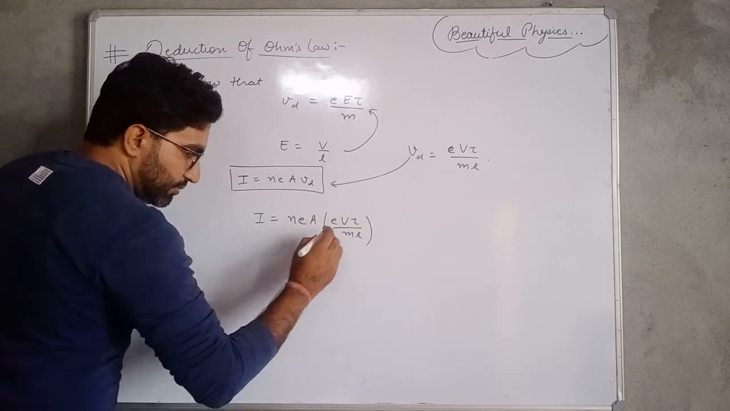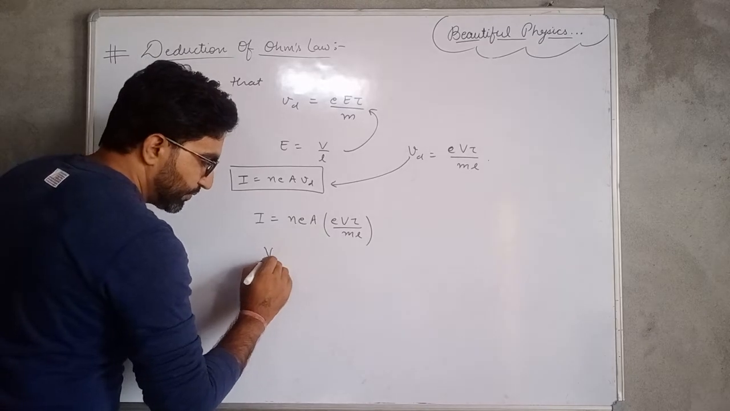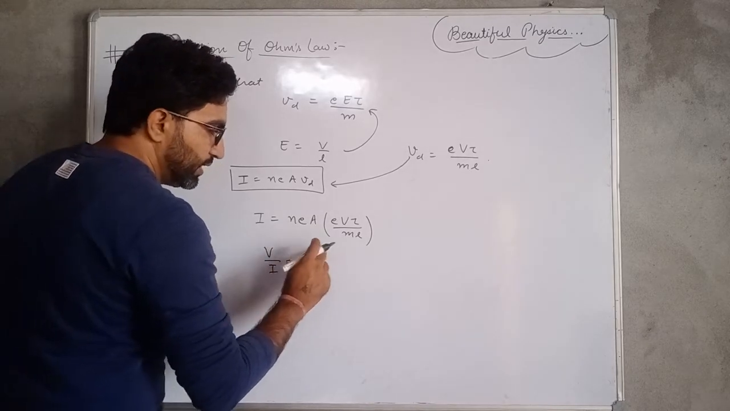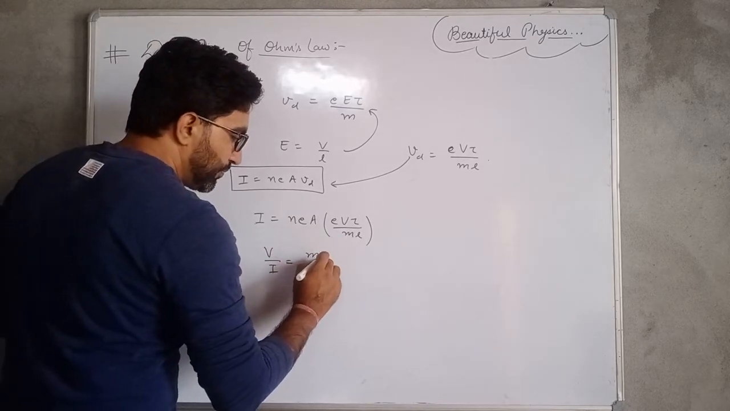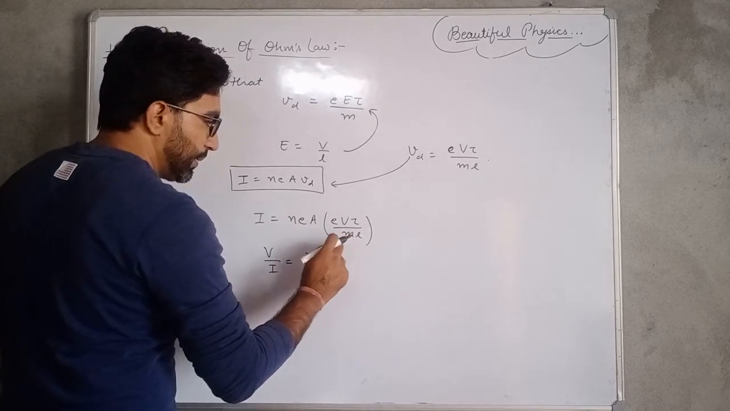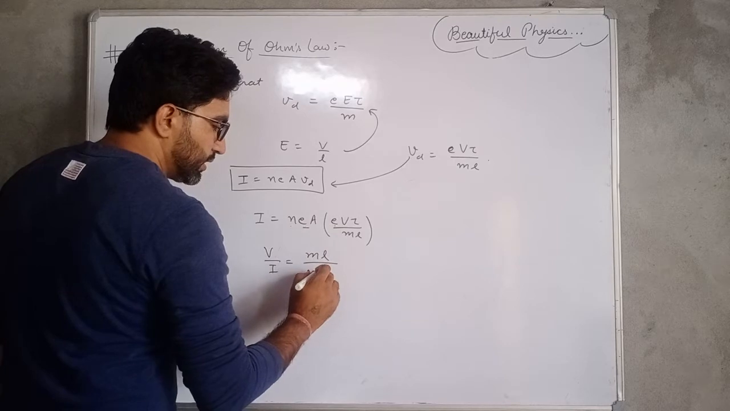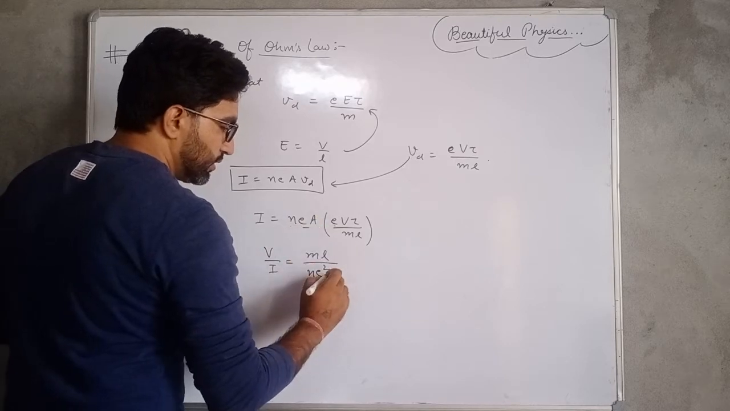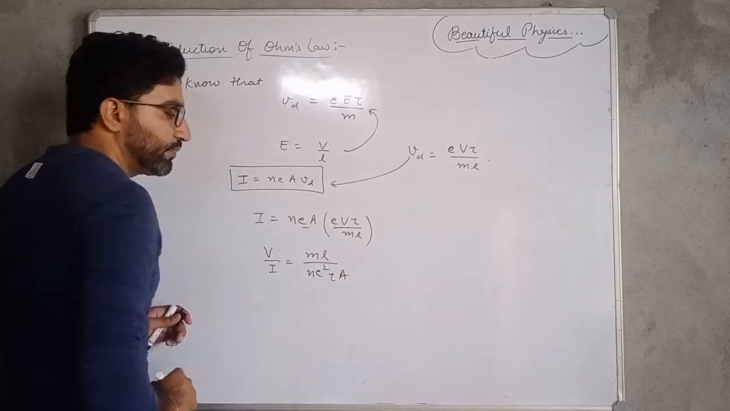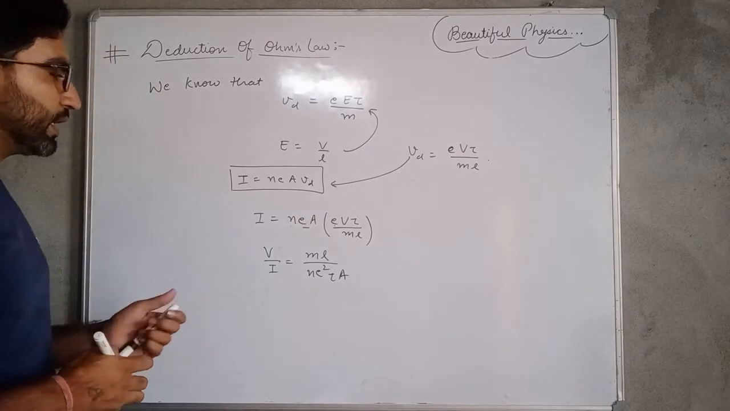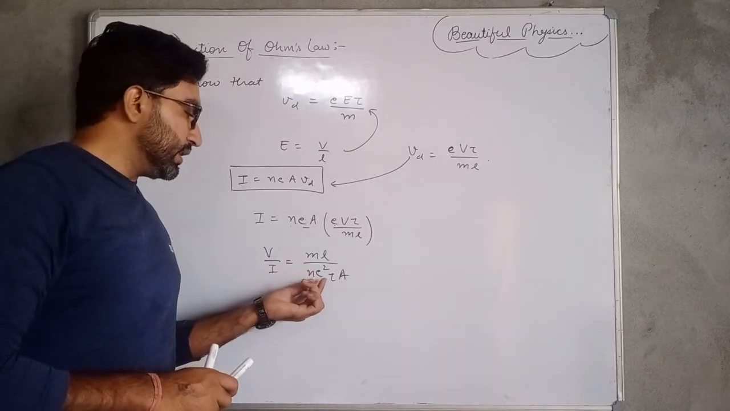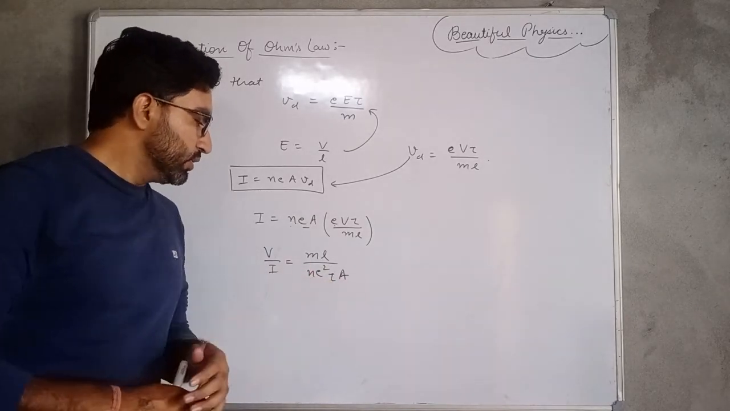Cross multiplying the terms, we have V by I will be equal to m L by n e square tau into A.